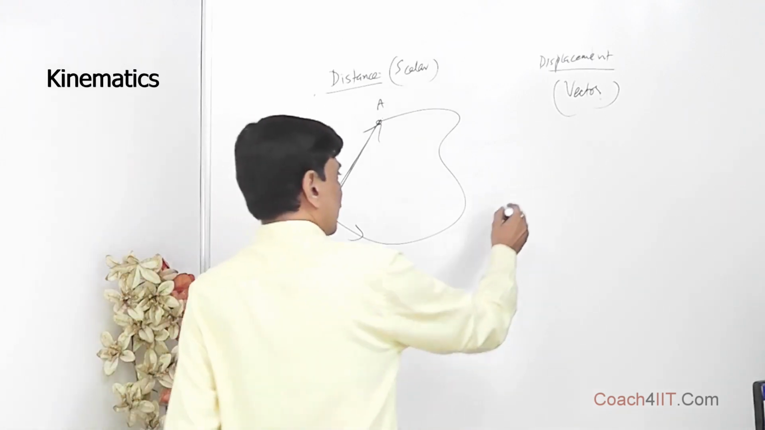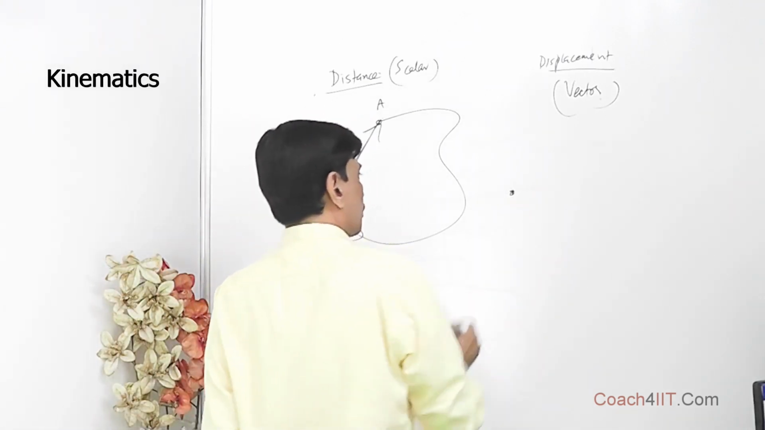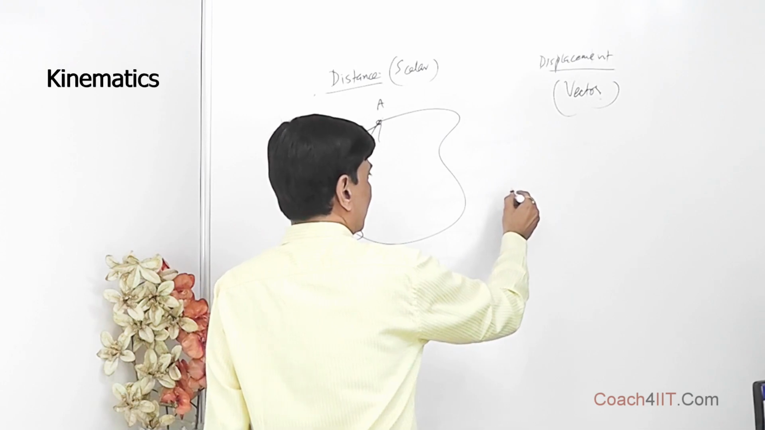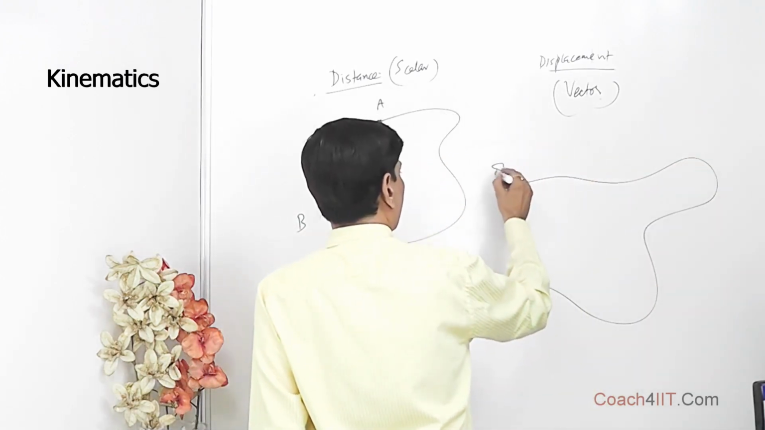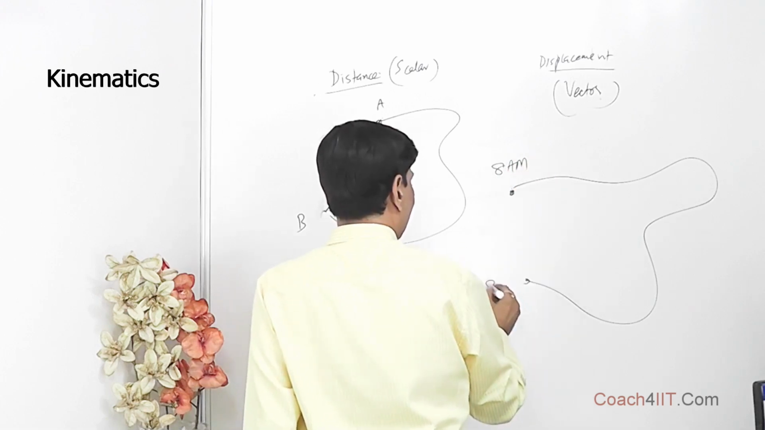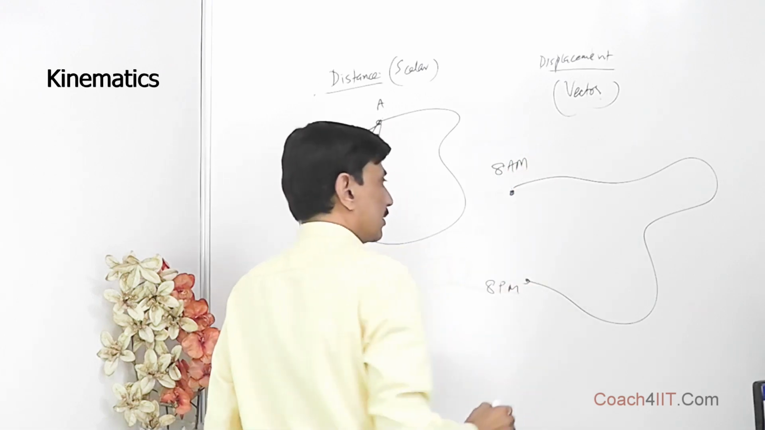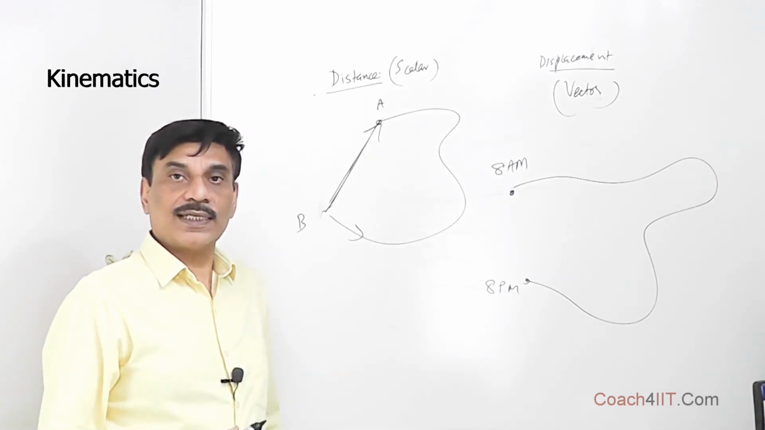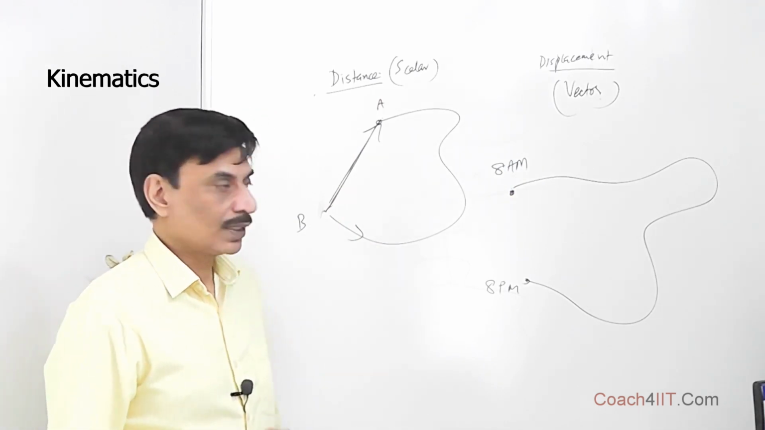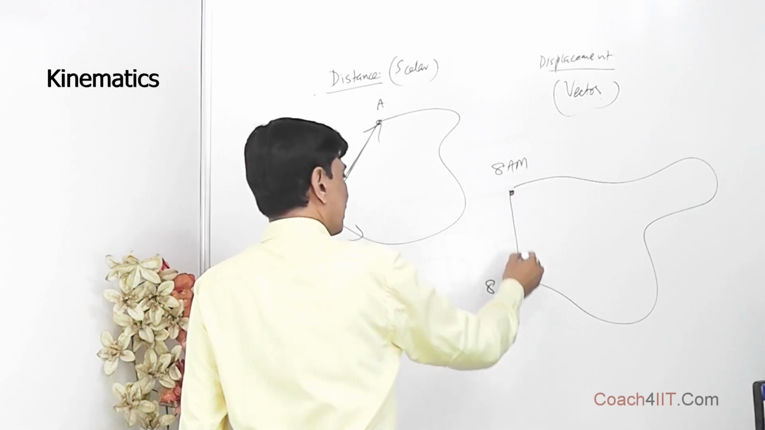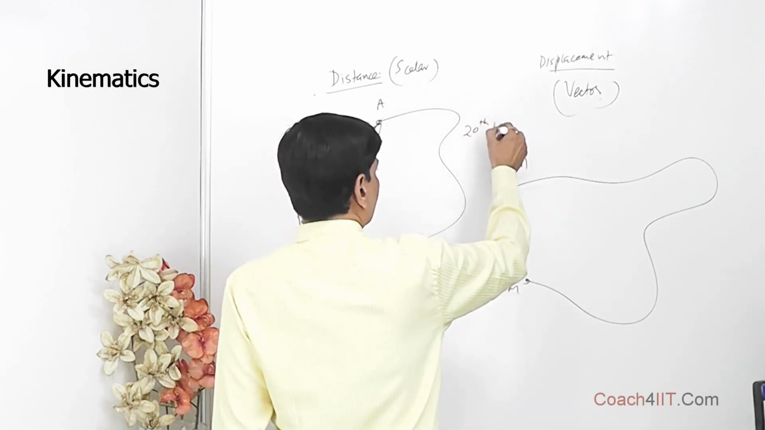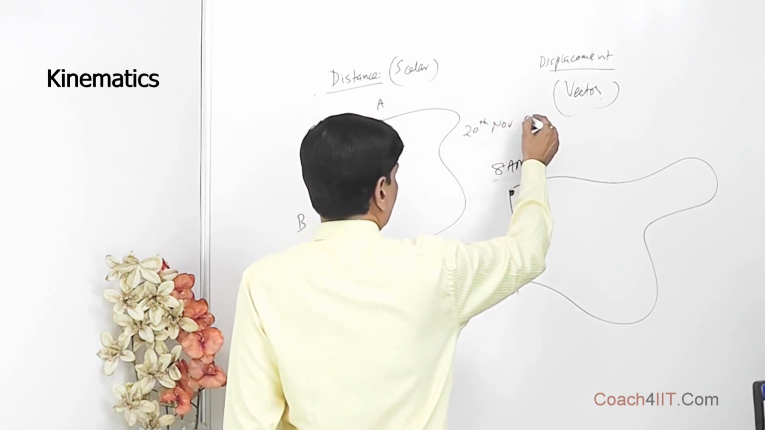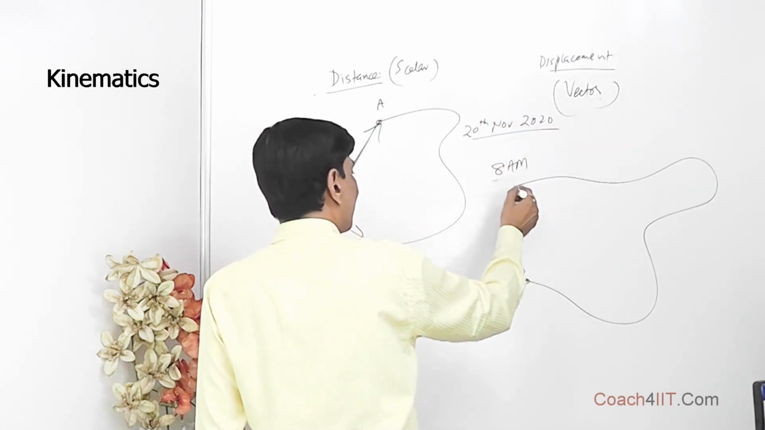Let's say there is a student who goes to school. Let's say he is a point mass. He goes like this throughout the day, and over here it is 8 a.m., and at 8 p.m. his coordinates are like this. So someone says, what is his displacement? We'll say this is his displacement for a day, let's say 20th of November 2020, between 8 a.m. and 8 p.m.